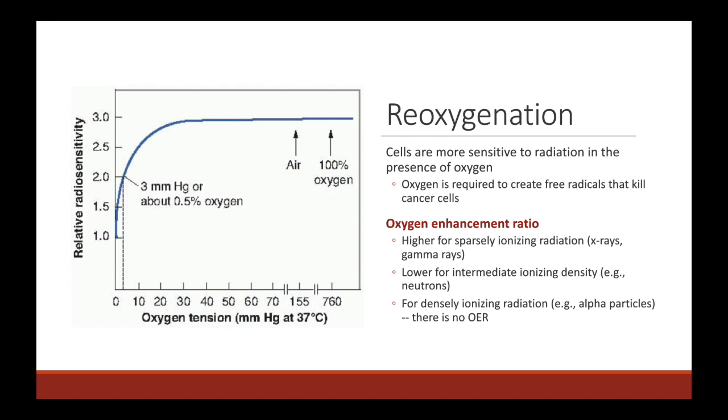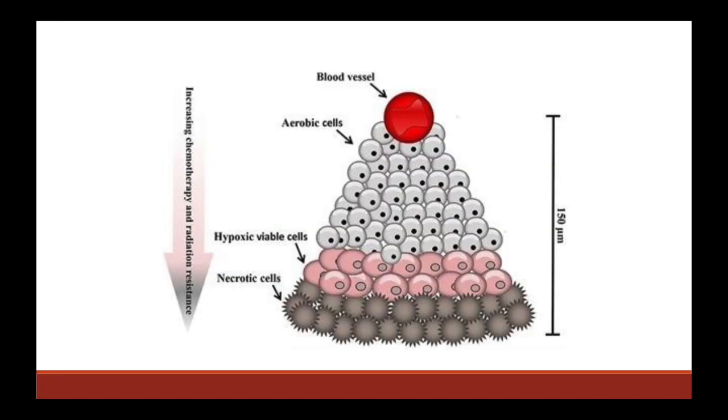The final R of radiobiology is re-oxygenation. We talked about how the damage of DNA is mediated by the creation of these free radicals that can go on to cause DNA damage, and oxygen is required to create these free radicals. So especially for sparsely ionizing radiation such as X-rays and gamma rays, the presence of oxygen is really important to help create these free radicals and help mediate that DNA damage. But why is re-oxygenation something that we even worry about?